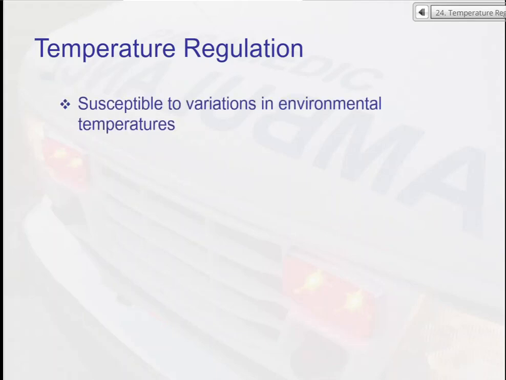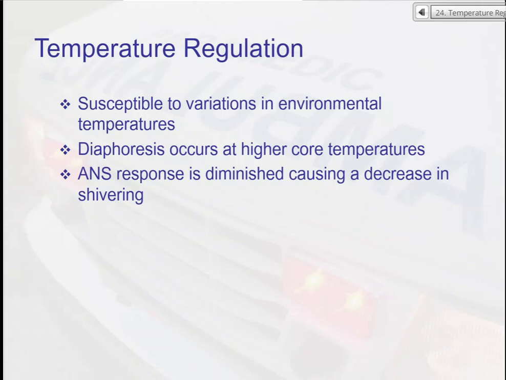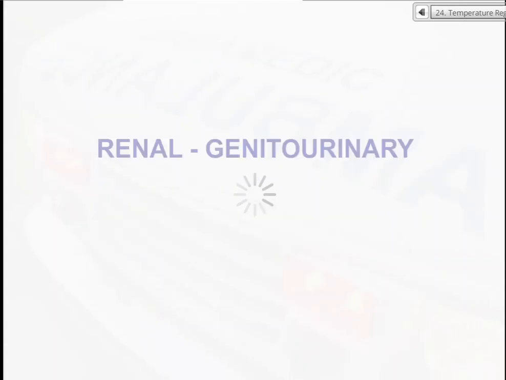In terms of temperature regulation, you all know firsthand what an issue this is, because you go into someone's house that's sitting at 38 degrees Celsius and they're wearing sweaters and shivering while you and I are melting, and so they're susceptible to variations in environmental temperature. Diaphoresis only occurs at higher temperatures than some of the elderly, and so they don't have that ability to evaporate or dissipate heat. Their autonomic nervous system response may be diminished, causing a decrease in shivering, and certain medications and pathologies can limit the response to extreme temperatures.